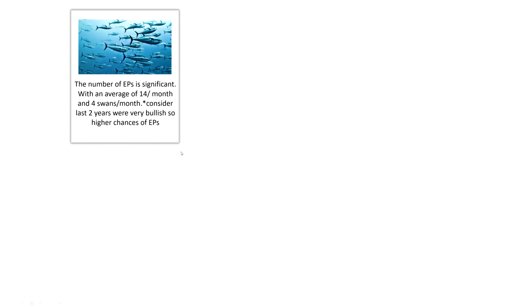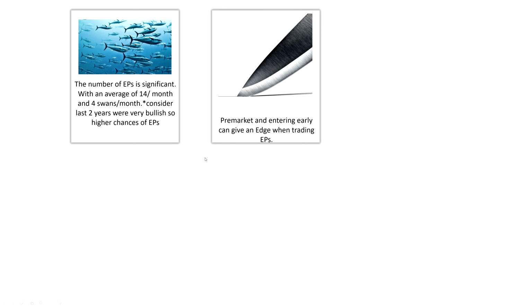So, key takeaway number one, the number of EPs is significant. I was also surprised to find so many of them, with an average of 14 per month and four once per month. Those are nice numbers to see. Just keep in mind the last two years were very bullish, so there was a higher chance of EPs, but very nice numbers. Pre-market and entering early can give us an edge when trading EPs. That's significant. This is why being pre-market, following those earnings, is important.